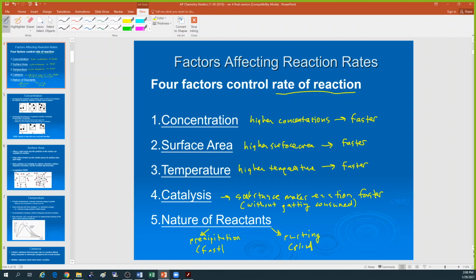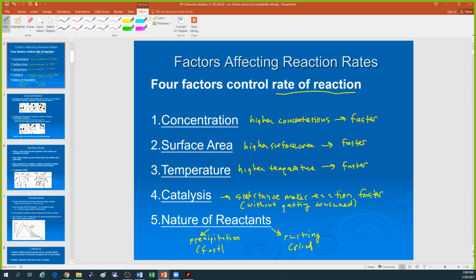But rusting requires something tough and solid like iron over time interacting with water and oxygen and other things, like, let's say, sodium chloride or other things in the water that very slowly over time eat away and react with the metal. And so the nature of the reactants themselves can also be a factor.